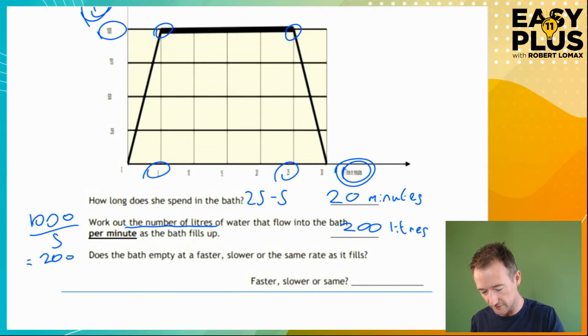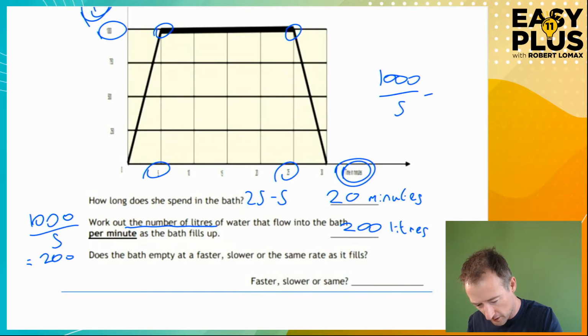200 litres. Does the bath empty at a faster, slower, or the same rate as it fills? Two ways to approach this. You can look at this line here, and you can say, well, we're losing 1,000 litres in 5 minutes. 1,000 divided by 5 equals blah, blah, blah. We know the answer, we just did it, it's 200. But look, this clearly isn't requiring working.